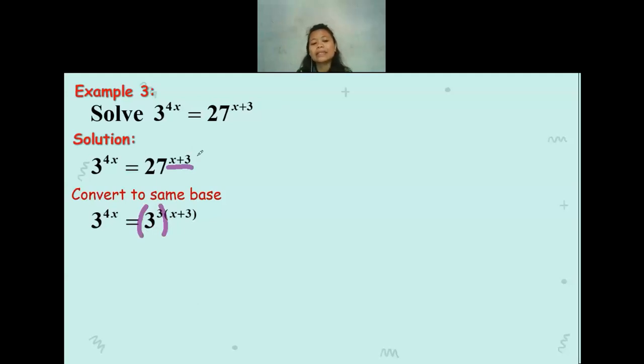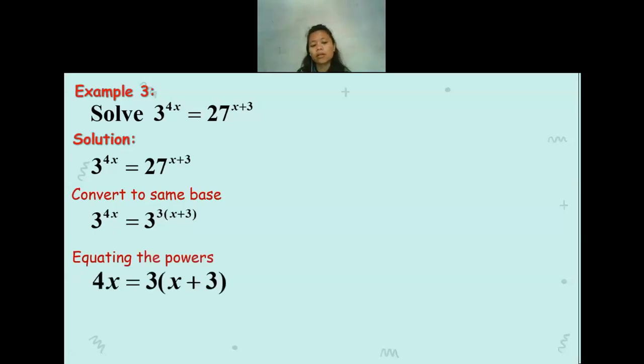So it will be better if you put brackets on the power which has two terms or more. After that we can simplify. The base is already the same. When the base is already the same, we can cancel the base. So now we can cancel the 3. We have 4x is equal to 3(x + 3).